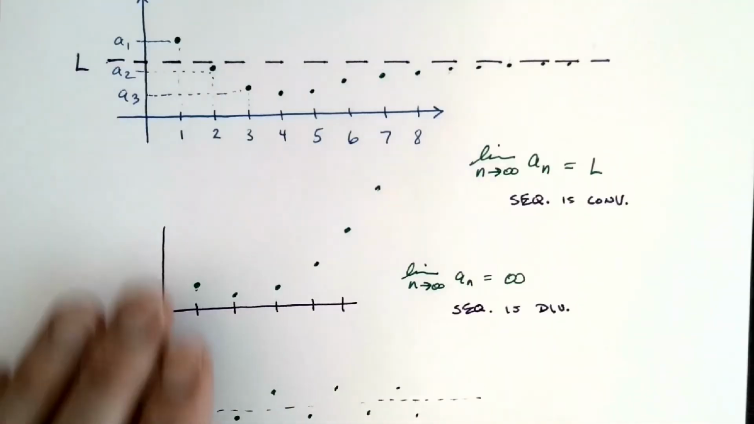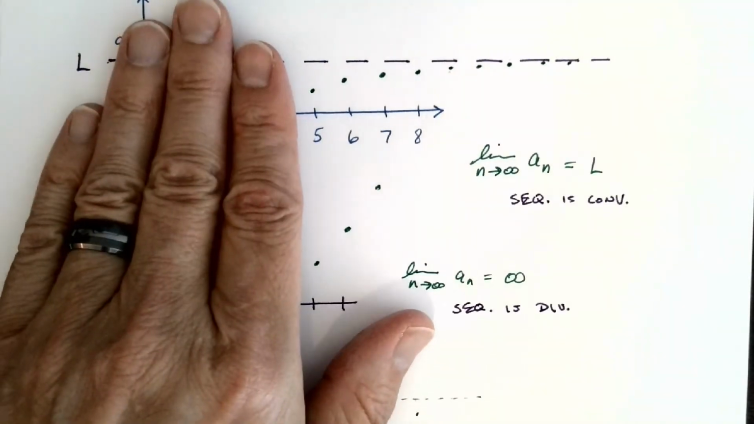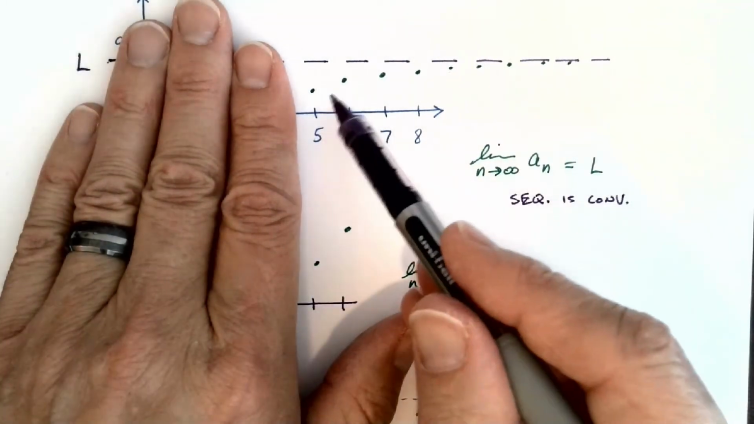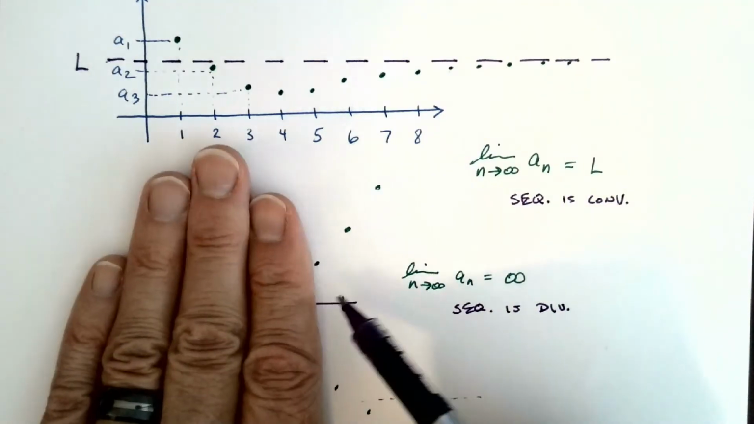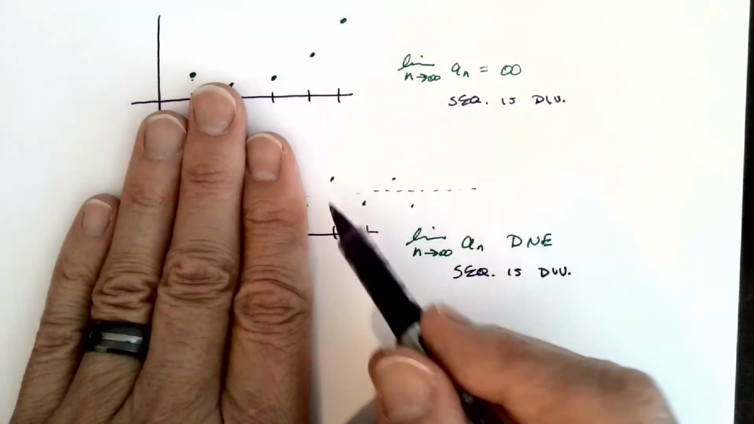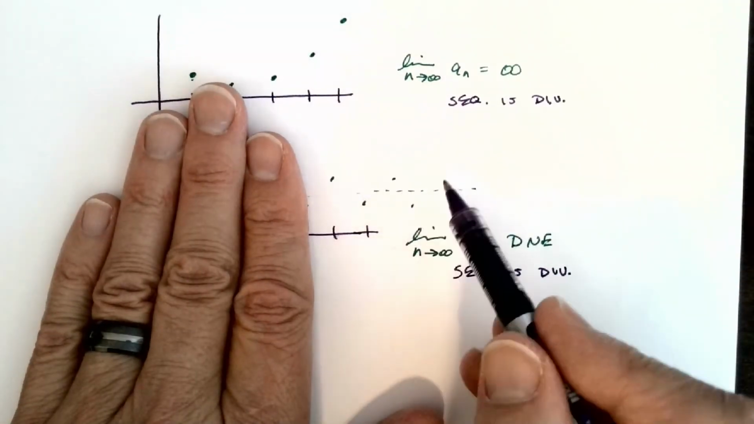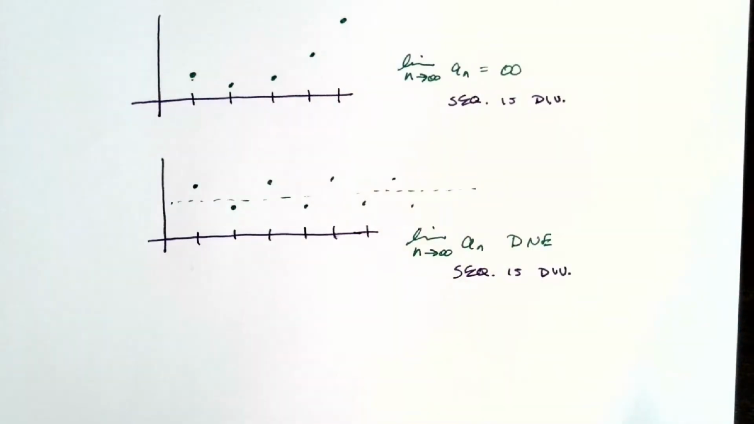Again, it doesn't matter if I cut off the first few terms. The limit is still going to approach L in this case. Doesn't matter if I cut off the first two terms, the limit is still going to infinity. Doesn't matter if I cut off the first few terms, the limit is still not going to exist because we continue to bounce back. So again, the idea is what's happening as n goes to infinity.